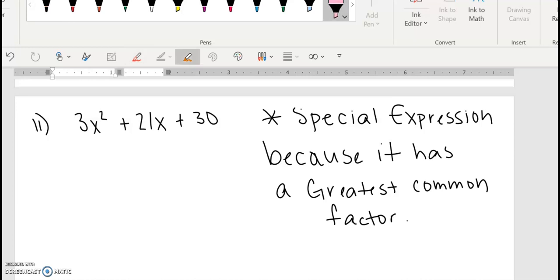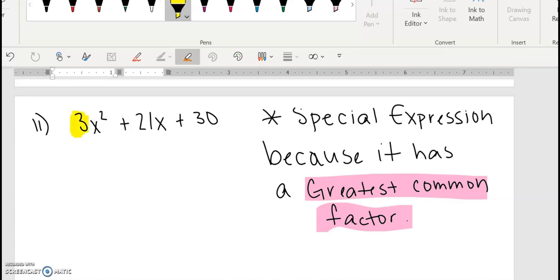And greatest common factors are really helpful to identify because they make your whole problem smaller. So when I look, this problem is different than the rest because there's a number in front. There's a 3 instead of the invisible 1. And when I look at all of the terms here, I see that all 3 could be divided by 3. So I'm actually going to factor a GCF of 3 out.